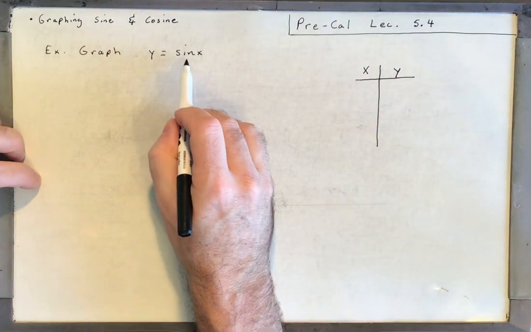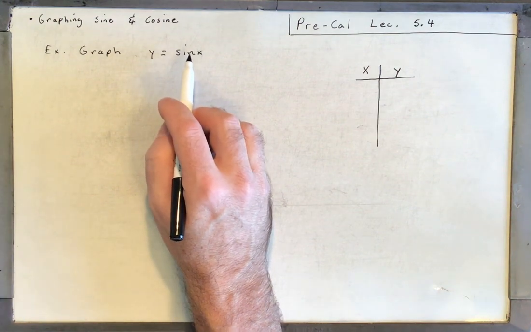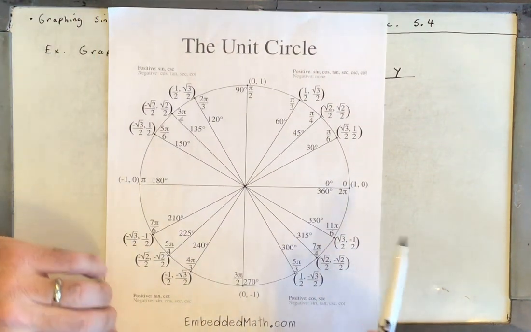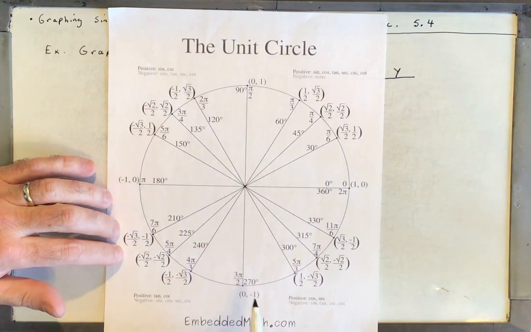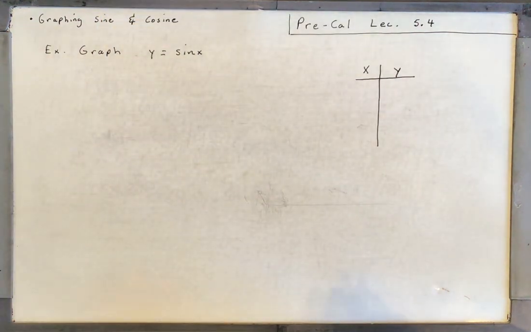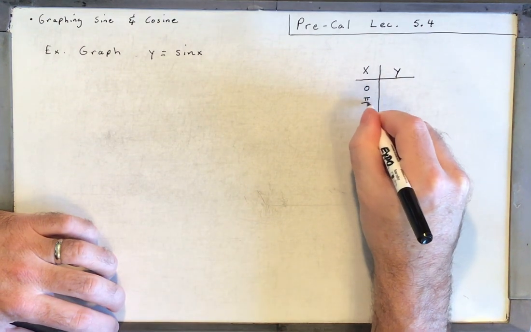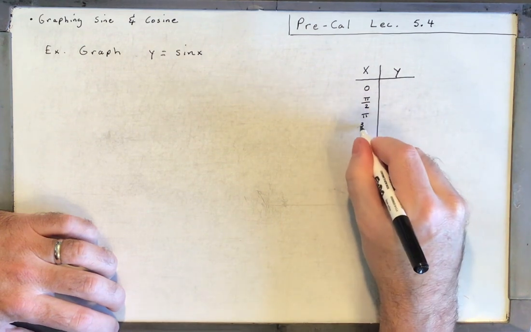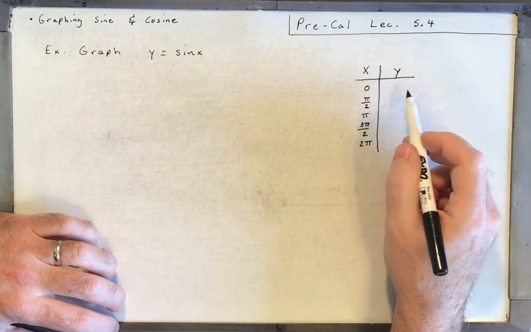Okay, so the x values that I'm going to pick, I'm going to show you how I pick those in just a few minutes. But for now, we're just going to pick really the famous parts from the unit circle. We're going to pick 0, pi over 2, pi, 3 pi over 2, and then back to 2 pi. Okay, so x is 0, pi over 2, pi, 3 pi over 2, and 2 pi. So we're just going to plug those numbers in.